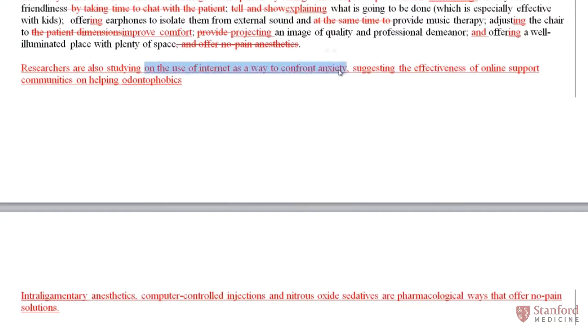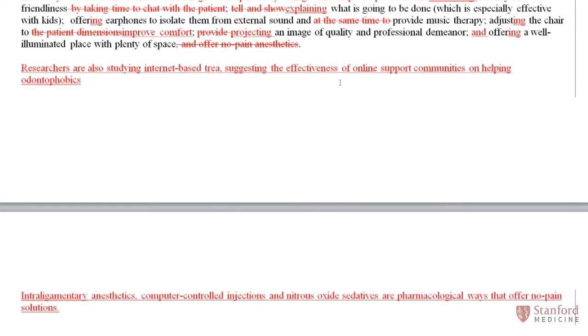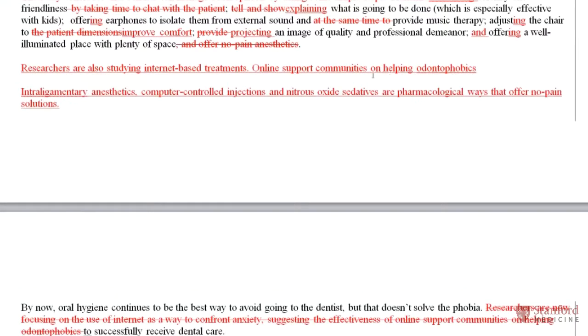I don't think we need to repeat confronting anxiety. We know anxiety is involved here, so are also studying internet-based treatments and online support communities, just to describe what those internet-based treatments entail. Online support communities may help odontophobics, and I feel like we need some more information about these studies.